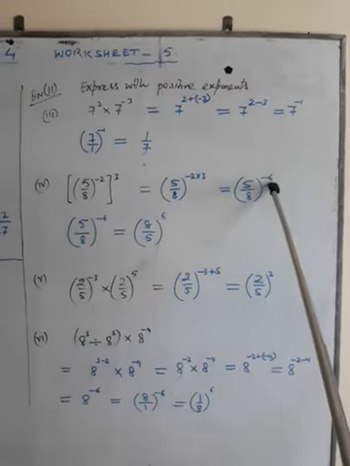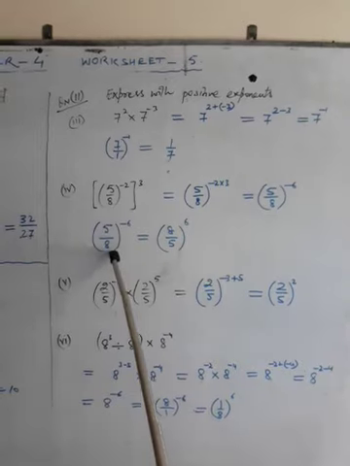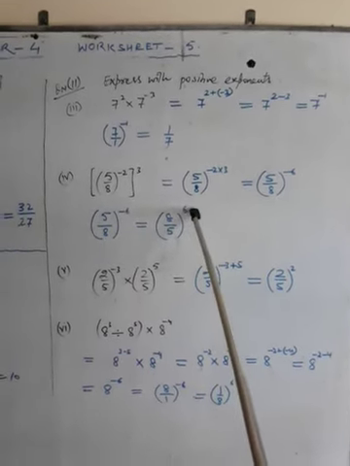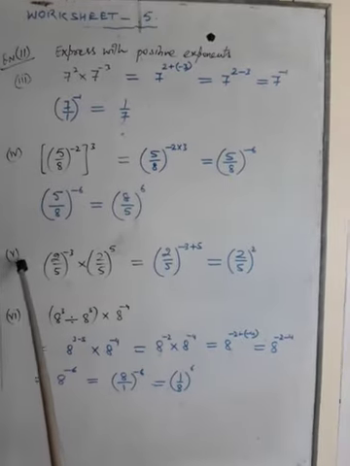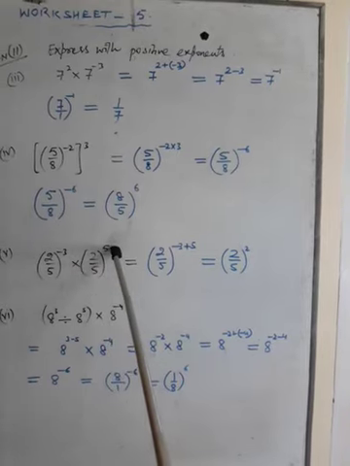Now it is a negative exponent. In order to change a negative exponent into a positive exponent, take the reciprocal of 5 over 8. It becomes 8 over 5. So it becomes (8 over 5) to the power 6. Similarly, next your fifth part is there. (2 over 5) to the power minus 3 into (2 over 5) to the power 5 is there.